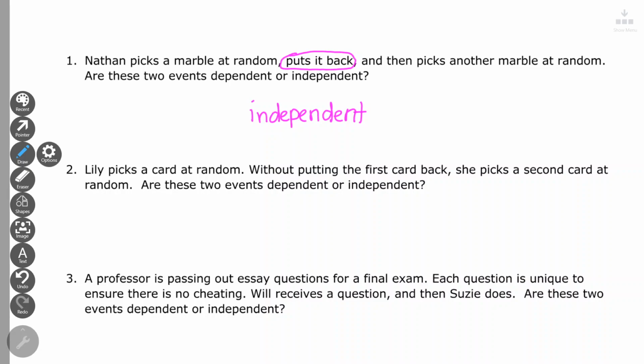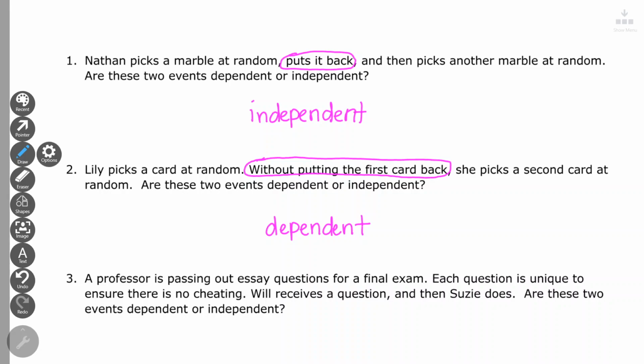Okay, let's look at number two. Lily picks a card at random. Without putting the first card back, she picks a second card at random. Are these two events dependent or independent? Now, because we say without putting the first card back, that is the key word there, this is a dependent event because what she picks first will affect the cards that she's able to pick second.